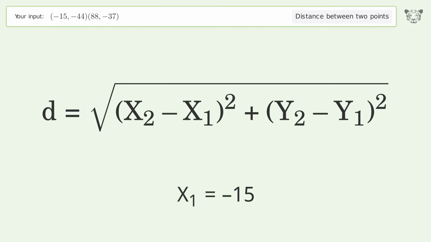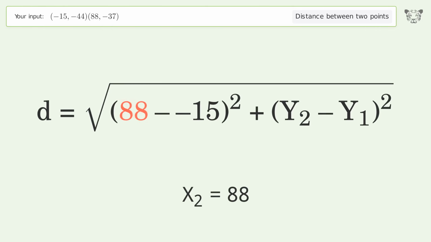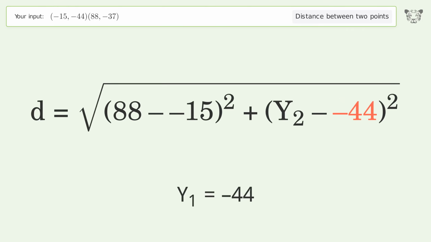x1 equals -15. x2 equals 88. y1 equals -44. y2 equals -37.